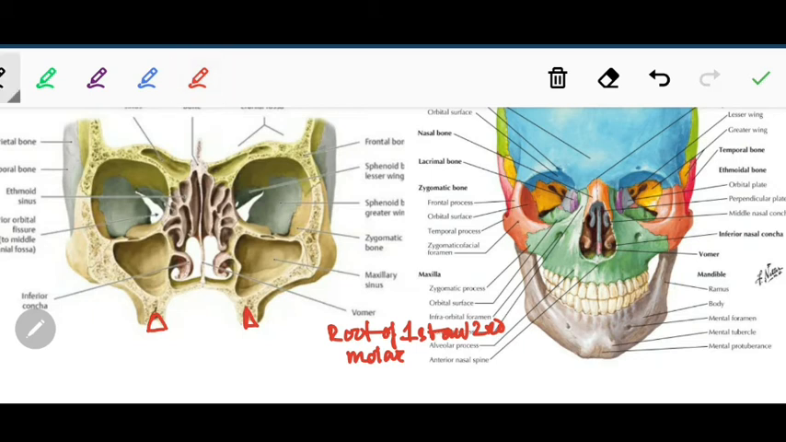Okay. That means starting from the canine towards the last molar teeth, all these teeth at some times may project into the floor, which is formed by the alveolar process of maxilla.